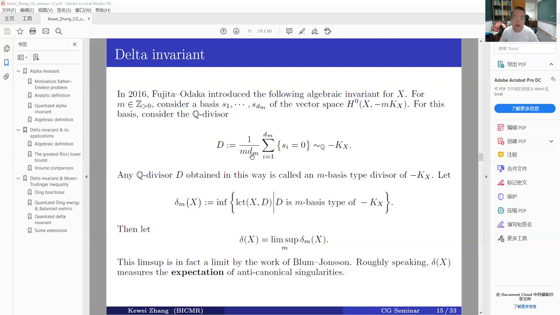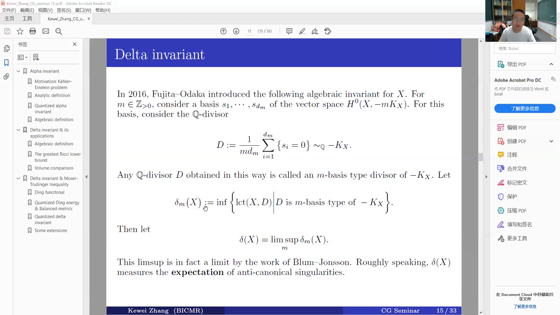But now, you can say that this definition is more complicated than the definition of alpha, because for alpha invariant, there is one thing that you can use: when you take a sequence of sections, let's say a sequence of L2 normalized sections, then you can extract a limit from a sequence of sections. But now here, when you consider a basis, the thing is, when you have a sequence of bases from this vector space, and you try to extract some limit, the limit might not be a basis. So this, in some sense, makes this delta invariant more difficult to study.